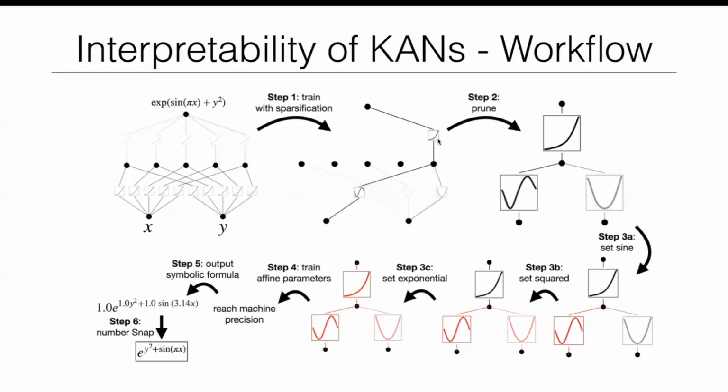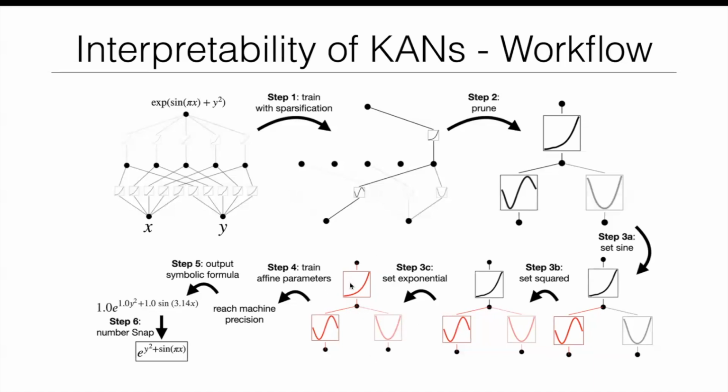And if I look at this function, this looks something like an exponential. So now let's say I'm rather confident that this is a sine. I can fix this to be a sine function here, not to be this cubic spline that the KAN learned, but I just by hand say this is a sine now. And this is a parabola, so this is x squared. And this is an exponential, so I can just fit it to this.